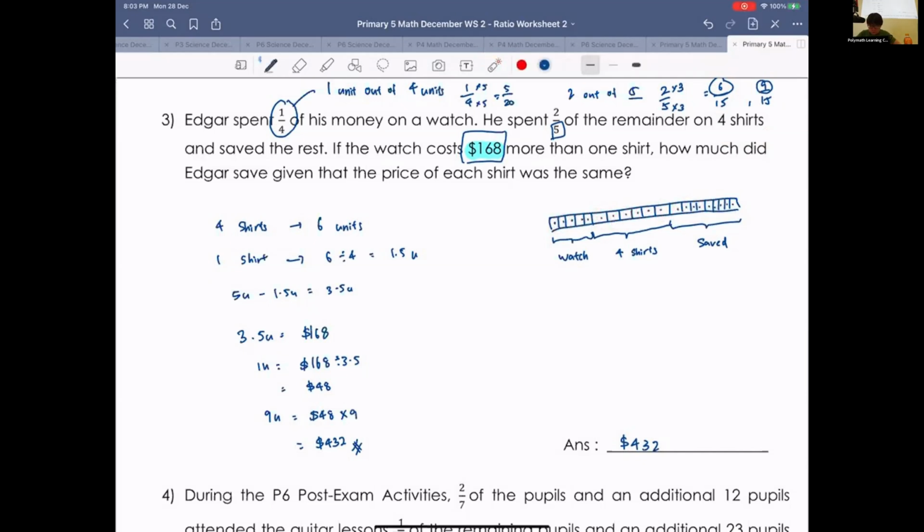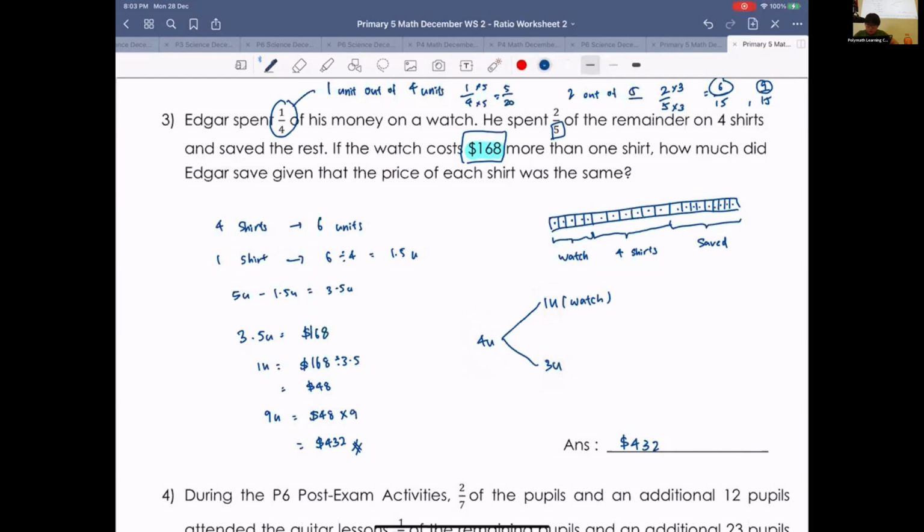That's why we move to a method called branching. If you want, you should use a pencil to draw your branching diagram so that you can erase at first. Okay, they say Edgar spent 1 out of 4 units. That means his total is 4 units. Don't copy down first. He spent 1 unit on a watch. And the remaining is 3 units, because 4 units minus 1 unit, the remaining must be 3 units.